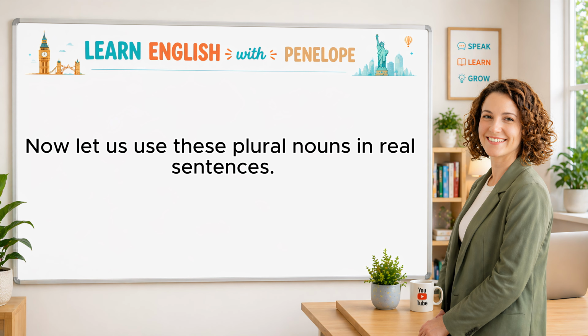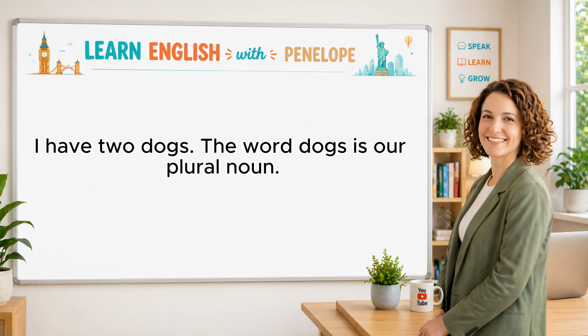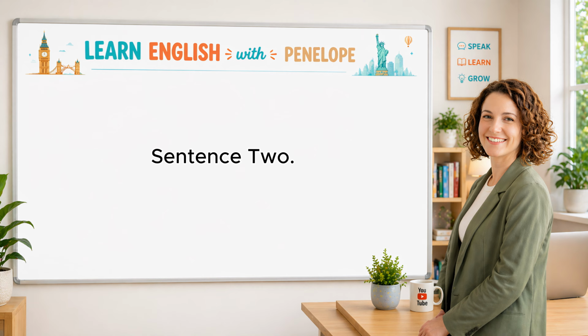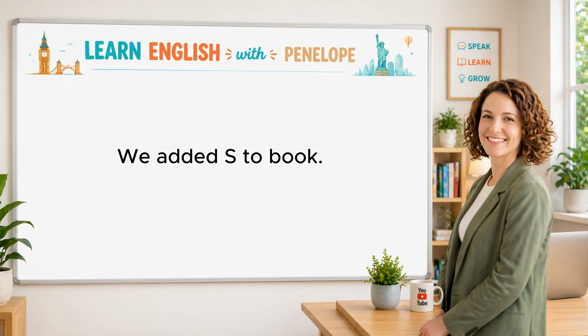Now let us use these plural nouns in real sentences. I want you to see how these words work inside a full sentence. Sentence 1, I have 2 dogs. The word dogs is our plural noun. We added s to dog. Sentence 2, she reads many books. The word books is our plural noun. We added s to book.